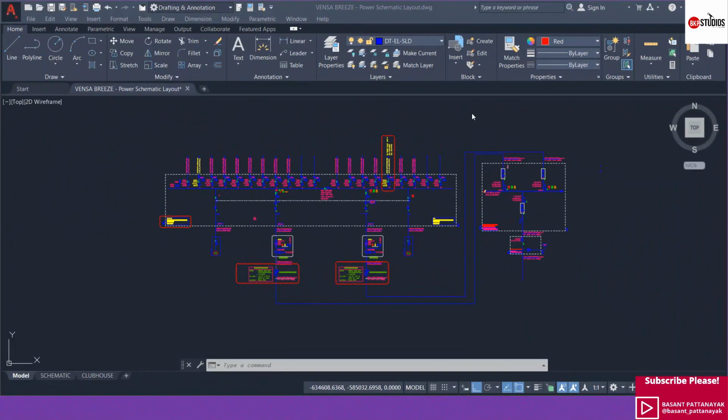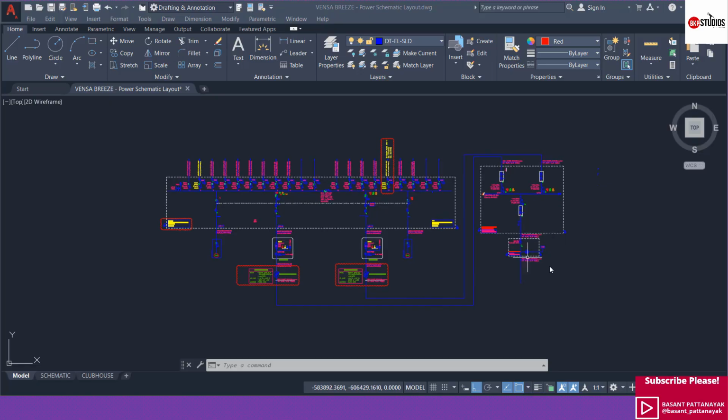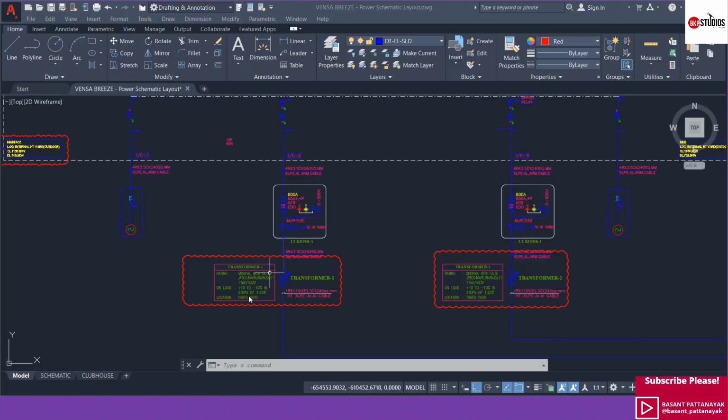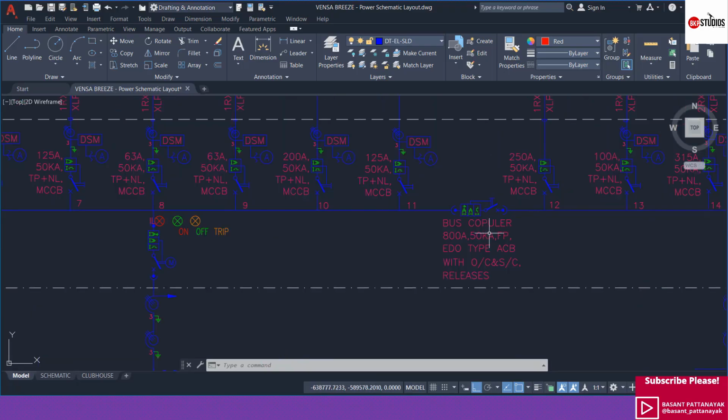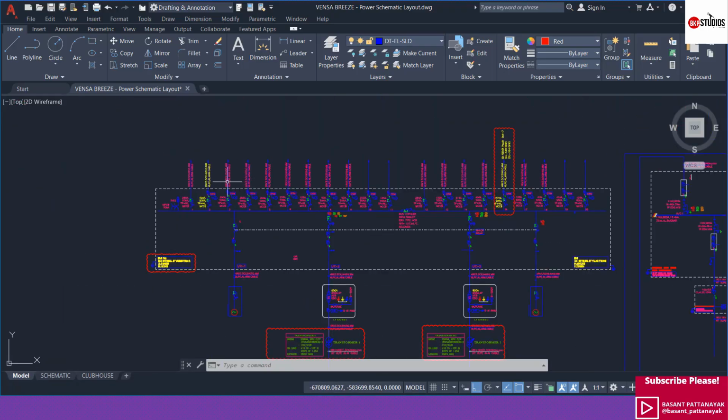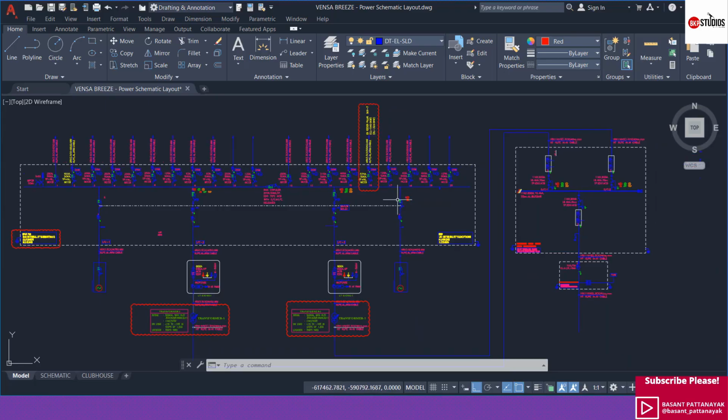This is a part of a single line diagram from one of my earlier projects. You can see the high voltage cable is coming to the project and going to the HT panels. From the HT panels, the cables go to the transformer incomer. The outgoing of the transformer is connected to LV panels, coupled through a bus coupler. From the LV panel, different cables go to the loads. This is the single line diagram.